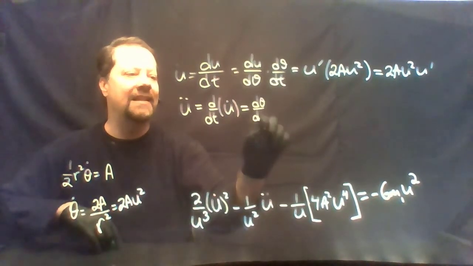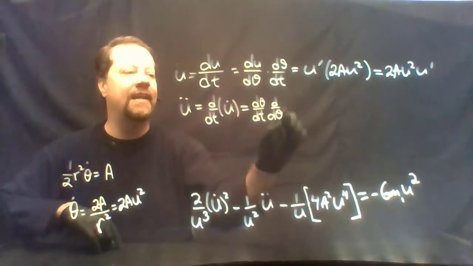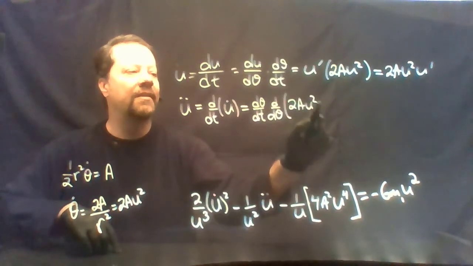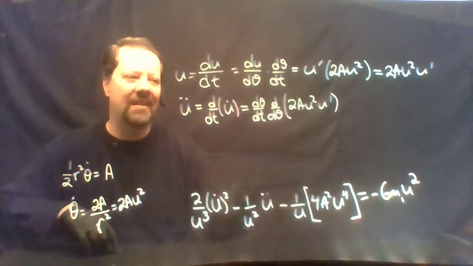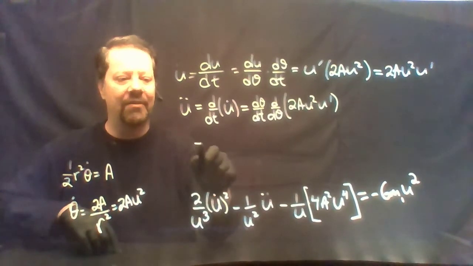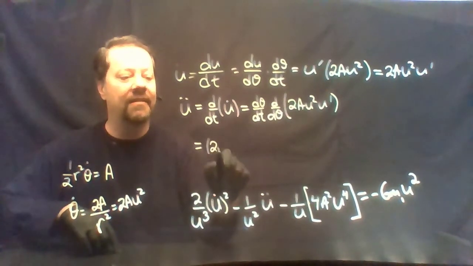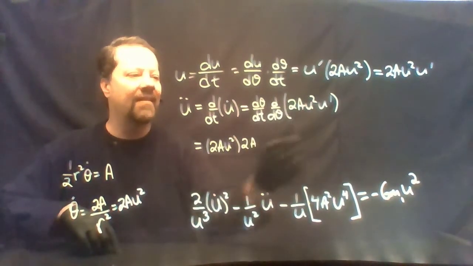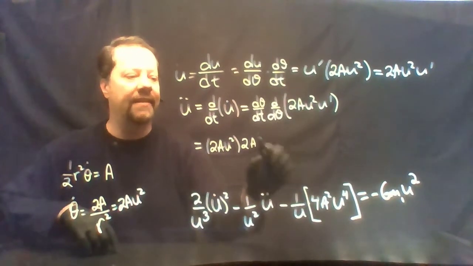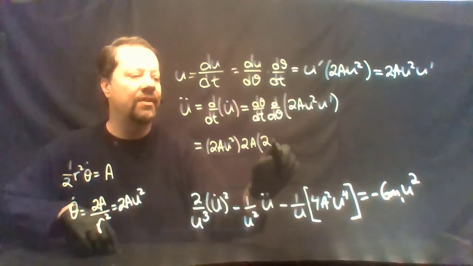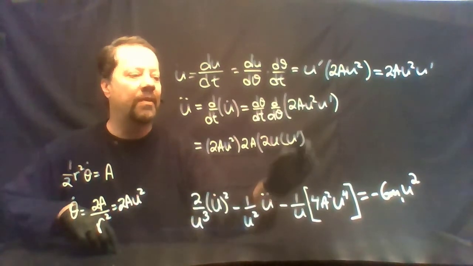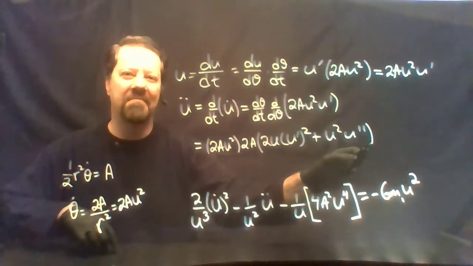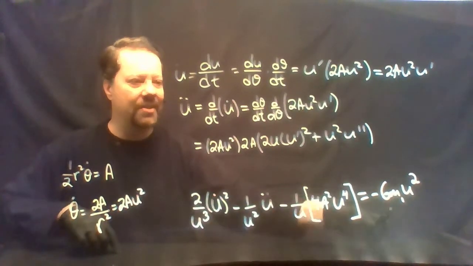This is going to be d theta/dt times the derivative with respect to theta of u dot, which we replace by 2A u squared u prime. Theta dot here is again replaced by 2A u squared. We'll have another 2A, but we'll take the derivative with respect to theta of everything that's left. That gives us 2u u prime squared plus u squared u double prime. We can now make substitutions into this equation.